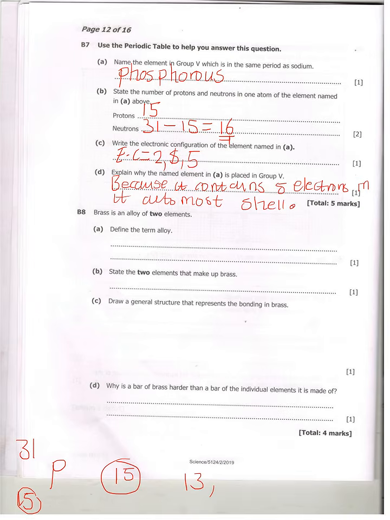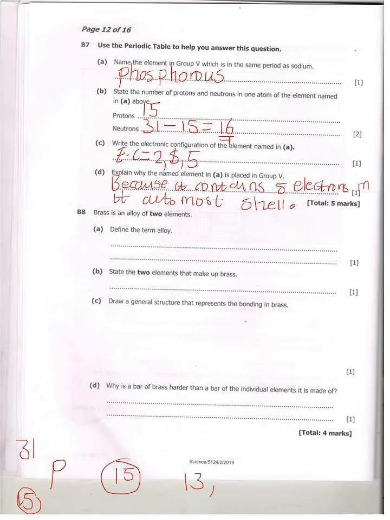Okay, now we can move on to question 8. Brass is an alloy of 2 elements. So an alloy, we are just looking at a substance that can be formed when 2 or more elements are combined. So here, not chemically, we are just looking at we combined 2 elements.